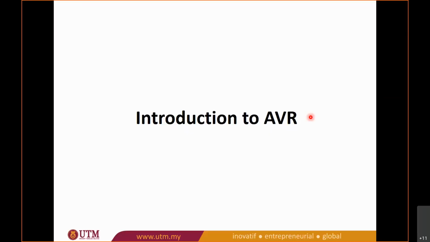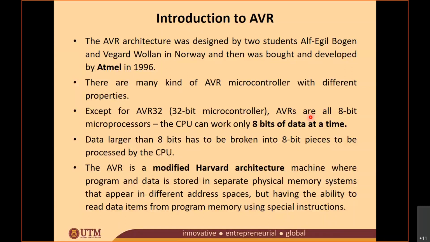Okay, now we're going to look at the AVR. Okay, so this is the historical part lah. Okay, so designed by this person here, of Eagle-Bogen and Wegerwollen in Norway. Okay, and then it developed by the Atmel in 1996. Okay, so Atmel ni actually is a company lah. Okay, there are many kind of AVR microcontroller with a different properties.